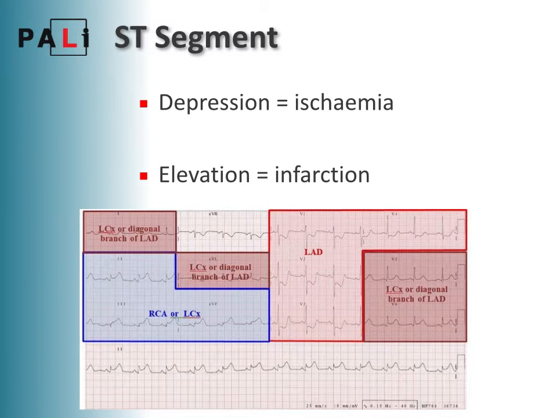Now looking at the ST segment. Depression of the ST segment from the normal waveform represents ischemia, and this can be impending damage to the heart. Elevation of the ST segment represents infarction, and the area on the ECG that this is seen in can correlate to which vessel of the heart that there is a blockage in, as depicted in the ECG here.